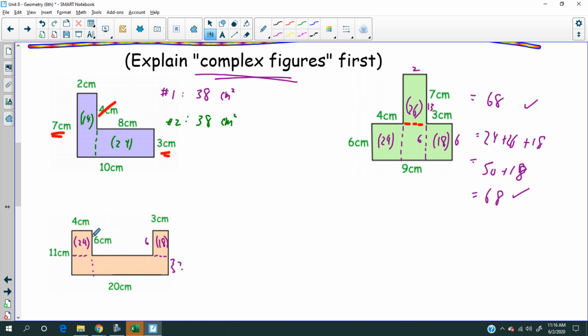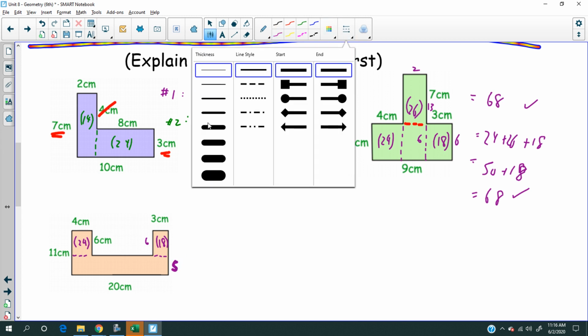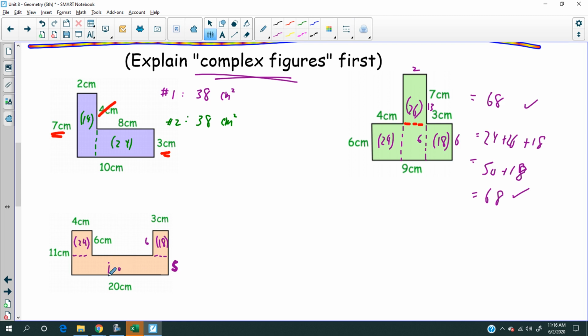What's left here? Think of it like that. 11, 6, yeah, this is 5. So this is 5. This is 5. So that means, let me clean this up a little bit. So this is 5, which means this is 5 times 20. That's 100. Let's see. 100 plus 18 plus 24. What's 18 plus 24? Let's see. Yeah, 142. Is that right? Okay. Now, let's try the other way.